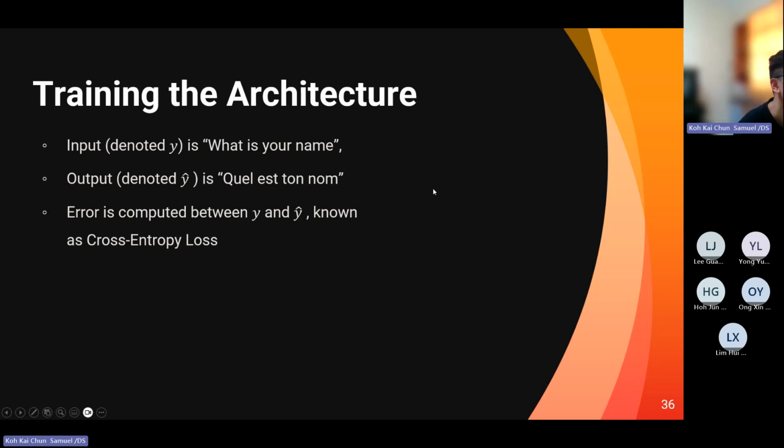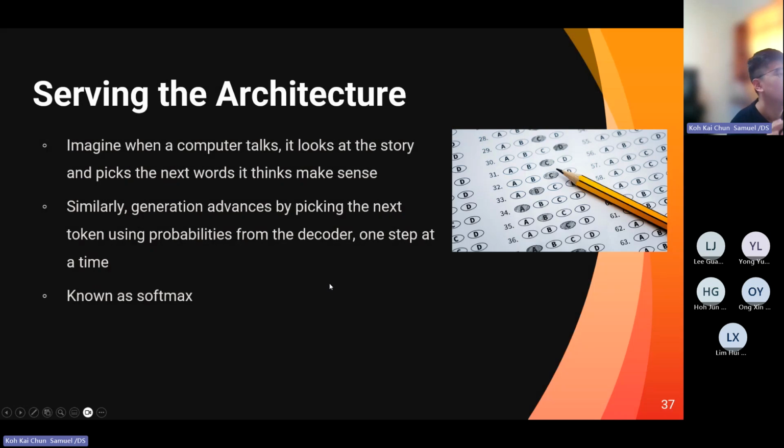If we go through day 1.1, we talk about how the model learns its lesson. It learns its lesson after knowing that it has given a wrong answer. And then it's like, okay, I know that I outputted the wrong thing, and hence I'll go and change it. So this is cross entropy loss, but don't worry about the term for now. The softmax is just a repeat of what we went through just now, which is that generation advances by picking the next token from the probabilities of the decoder.